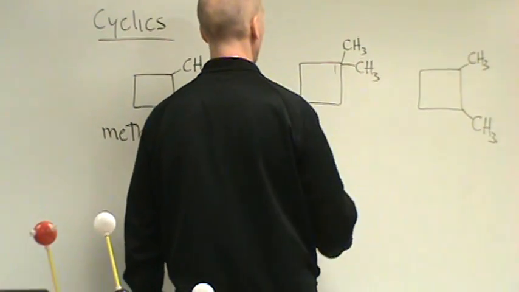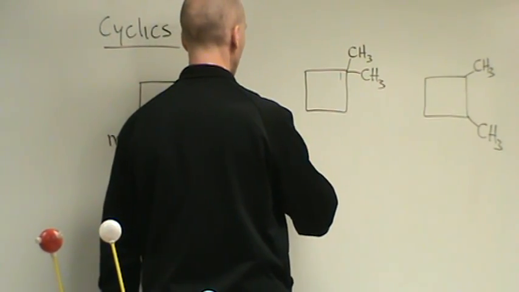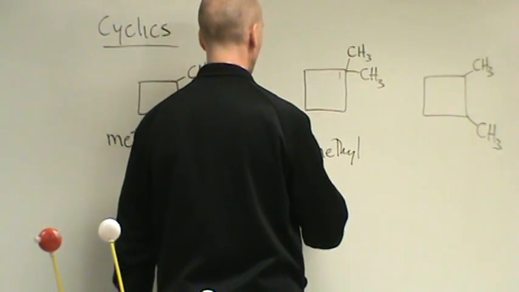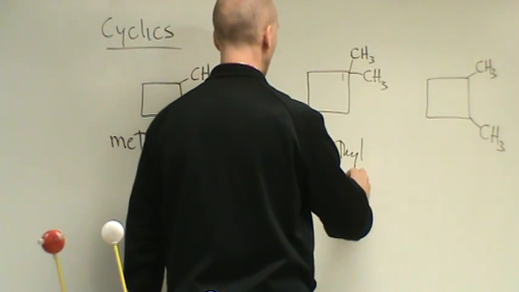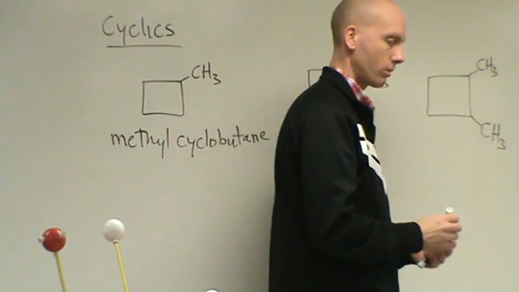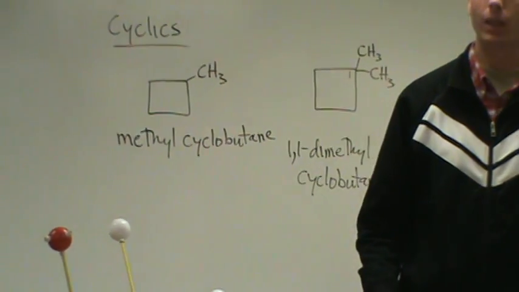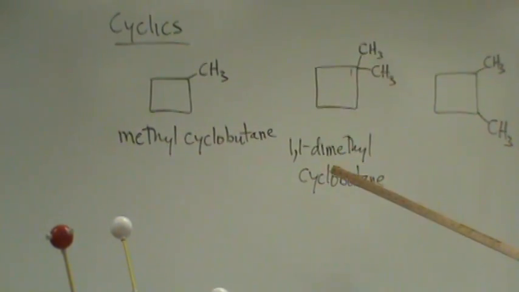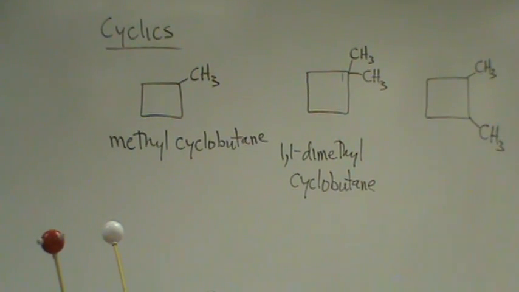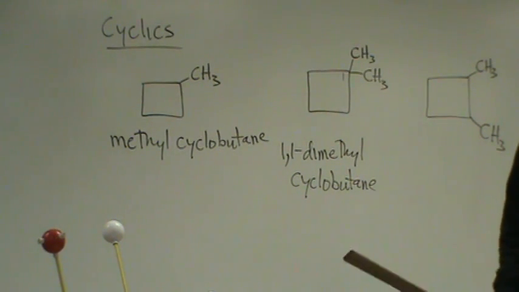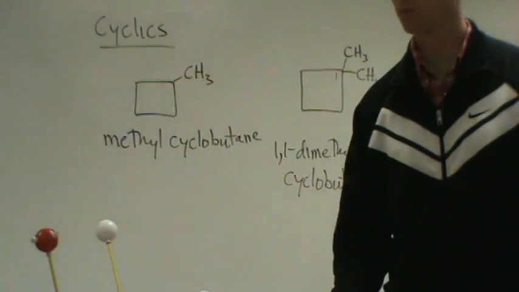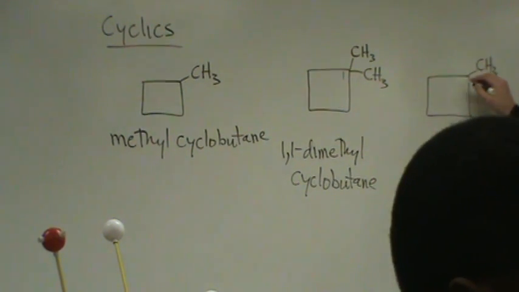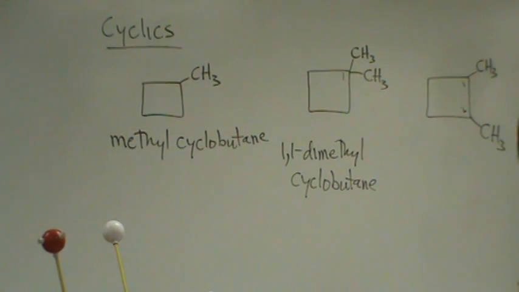What will be the name of this one? Now, I have to tell you they're on the same carbon, so it'd be 1,1-dimethylcyclobutane. That's the only way I can tell you that they're on the same carbon. If I just put dimethylcyclobutane, well, you don't know where they are. So now numbers always give you a reference point. What will be the name of this one? 1,2-dimethyl.